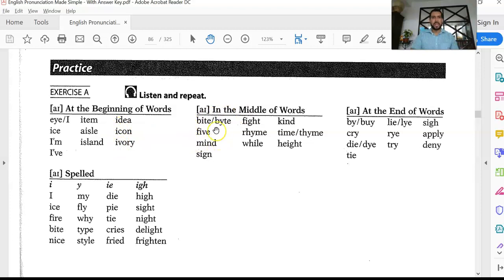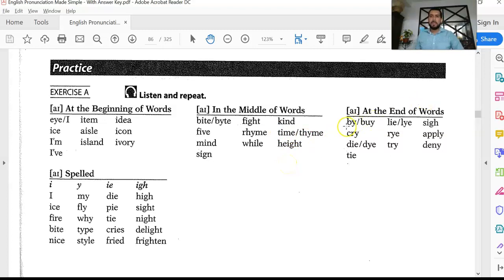In the middle of words, we have bite, also spelled byte with a Y, five, mind, sign. Notice how the G is silent. Fight, rhyme, while, kind, time, and thyme. Same pronunciation, different spelling, and different words. These are homophones, different meaning. Height also.